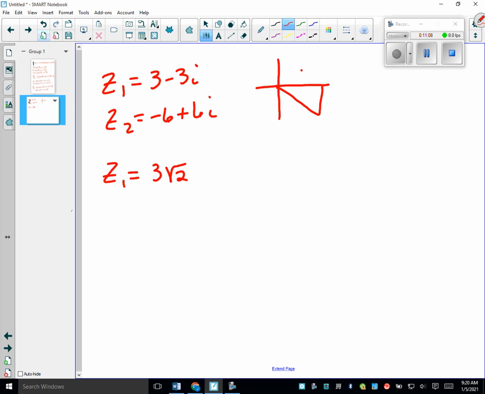So we know that this is 3 and this is negative 3. What is this? Pi over 4. So what is my theta? So I have 3 radical 2 cis 7 pi over 4. Okay. How did we find that it is in the fourth quadrant? Because x is 3, y is negative 3. Oh, that makes sense. Okay?